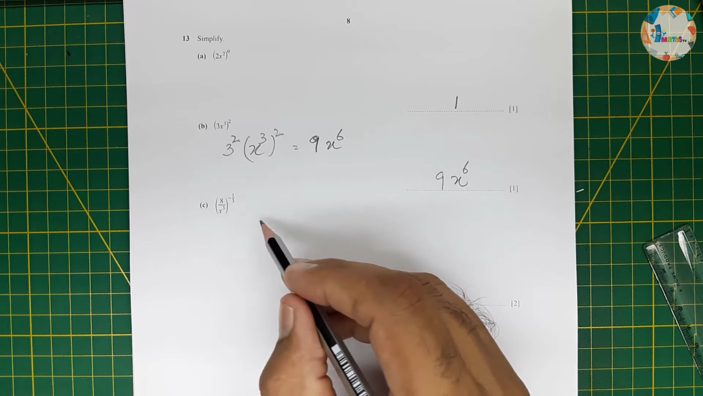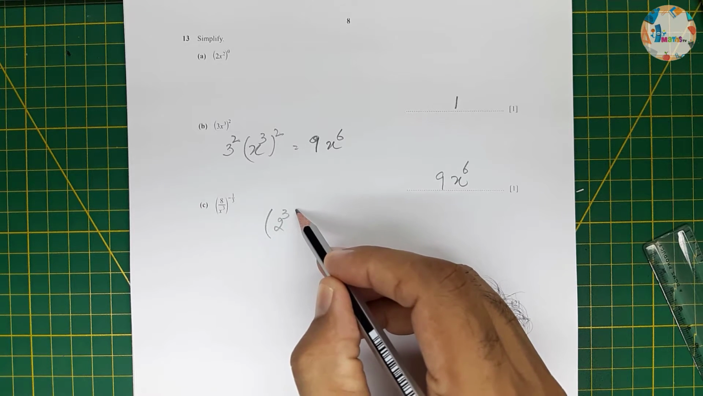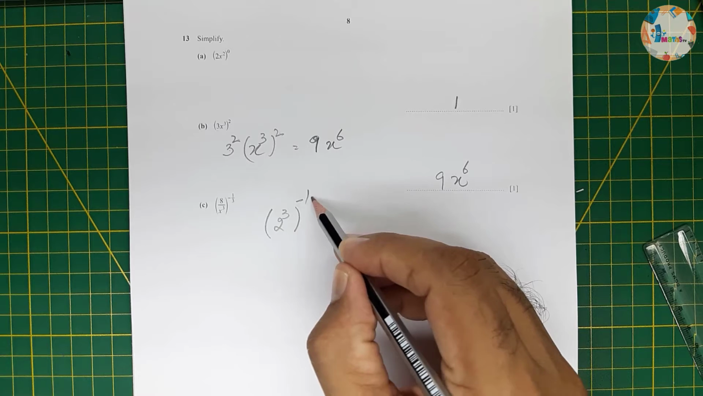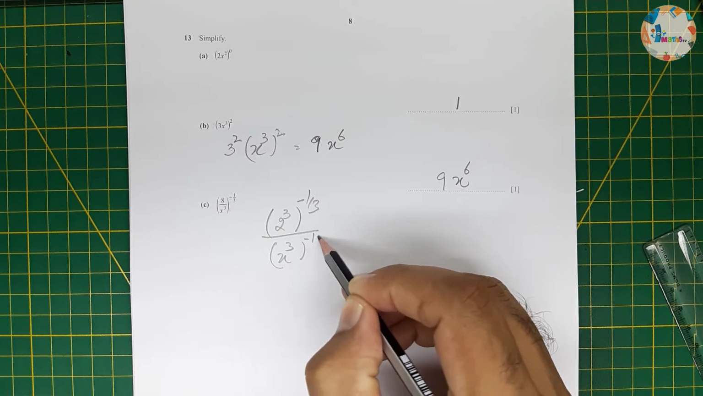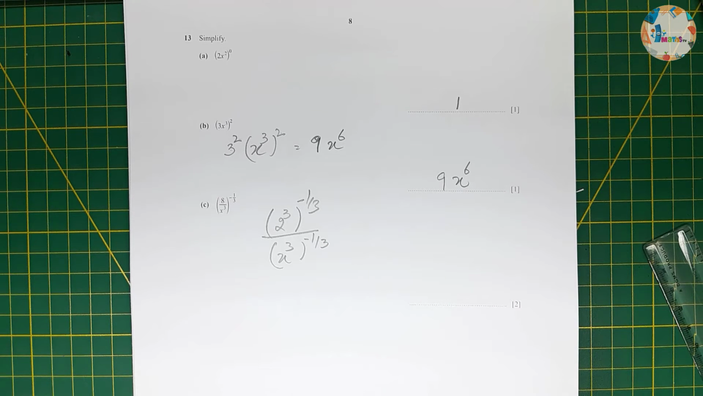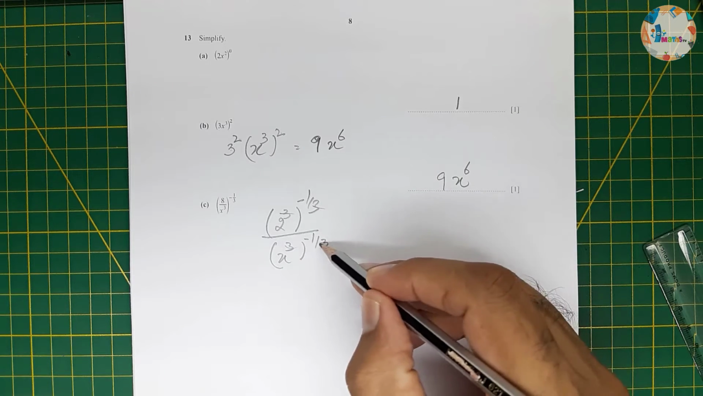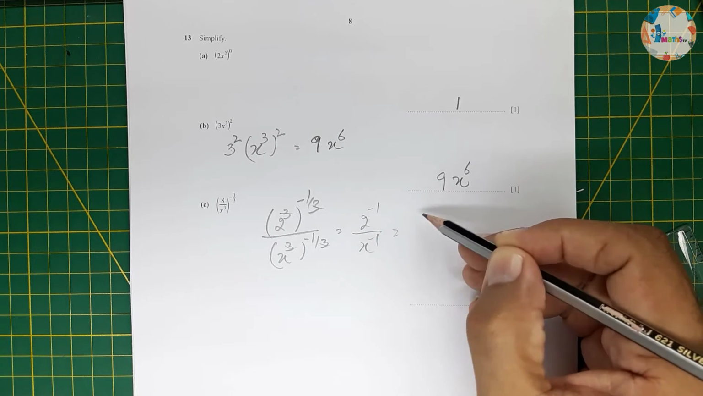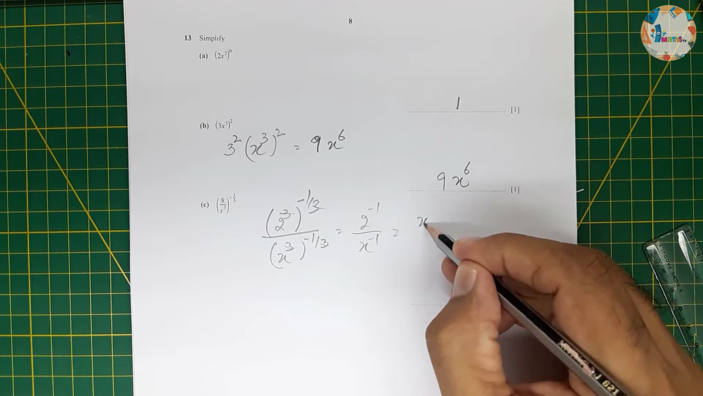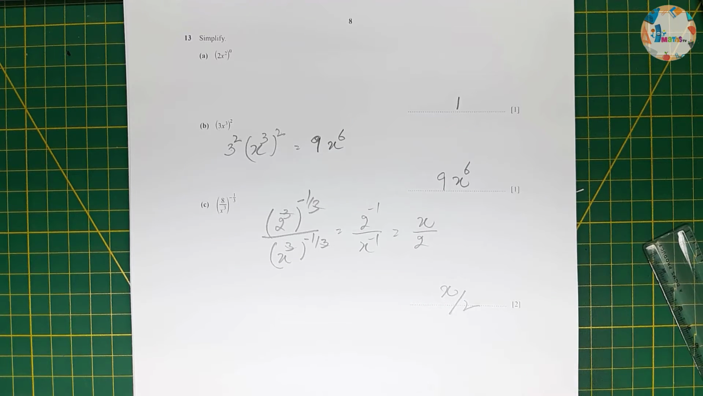And in this case we can write 8 as 2 raised to the power 3, whole raised to the power -1 by 3, over x raised to the power 3, separately with -1 by 3 as power, and we can cancel this and this. So it will be 2 raised to the power -1 over x raised to the power -1. We can shuffle to get the positive power, so x over 2. Our final answer will be x by 2. Hopefully you understand this.